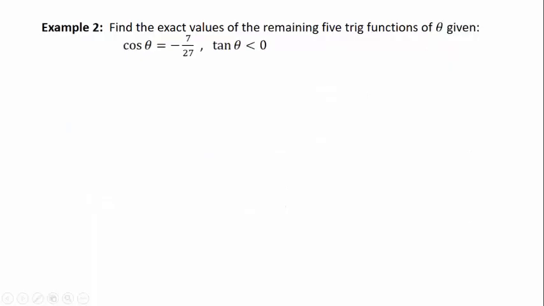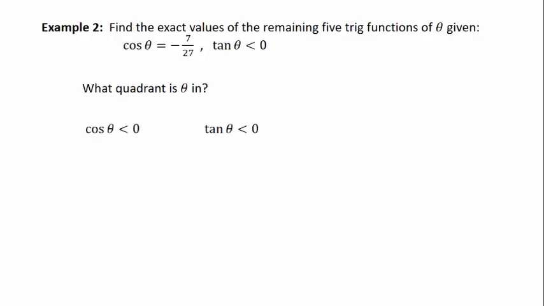Let's start example 2. It's very similar. We want to find exact values of trig functions, but this time we're given one. We're given that cosine of theta is -7 over 27. So we need to find 5 trig functions. Now we're also given that tangent of theta is less than 0. Now that will enable us to answer the question, what quadrant is theta in?